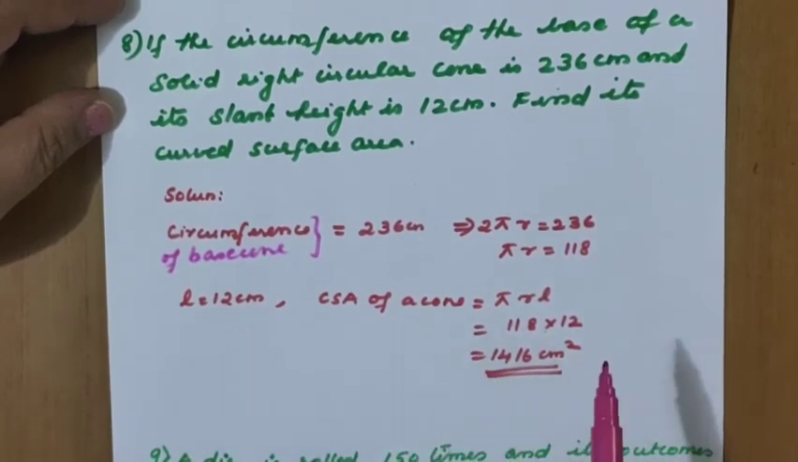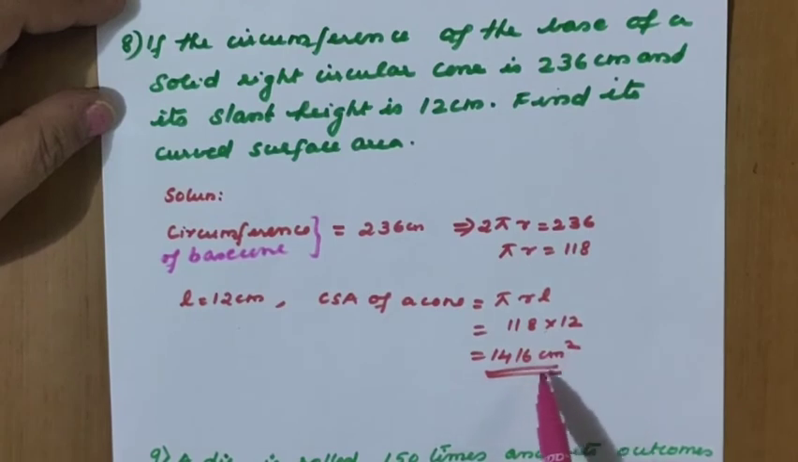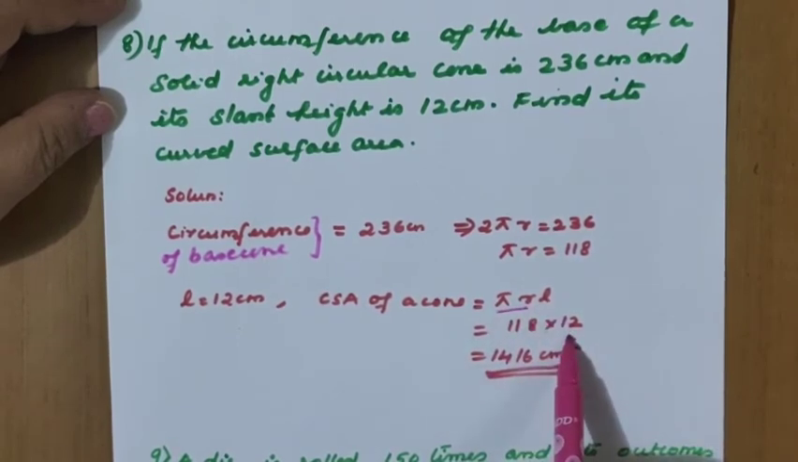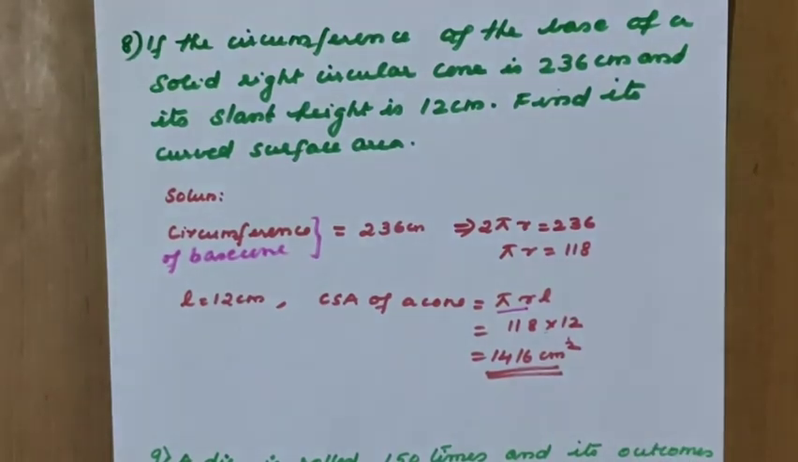Now CSA of the cone is equal to pi r l. That means we should multiply, and our answer is 1416 centimeter square. Here we have applied first pi r, then L we have multiplied. So what is the total value? 1416 centimeter square is called the curved surface area of the given cone.